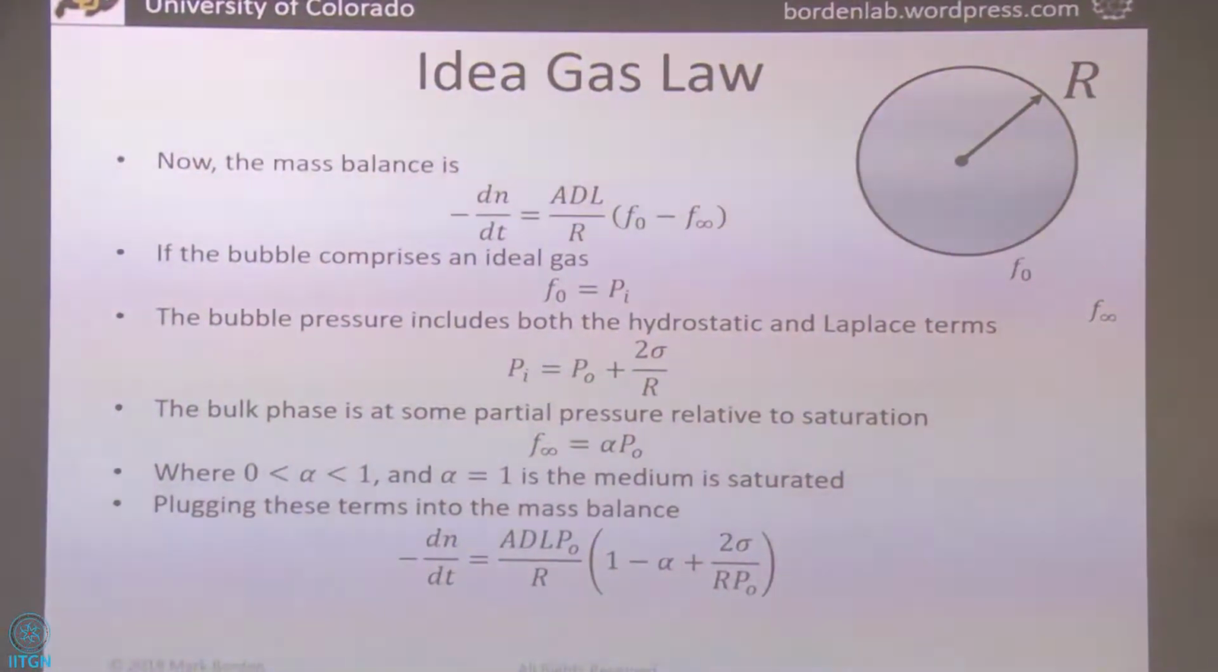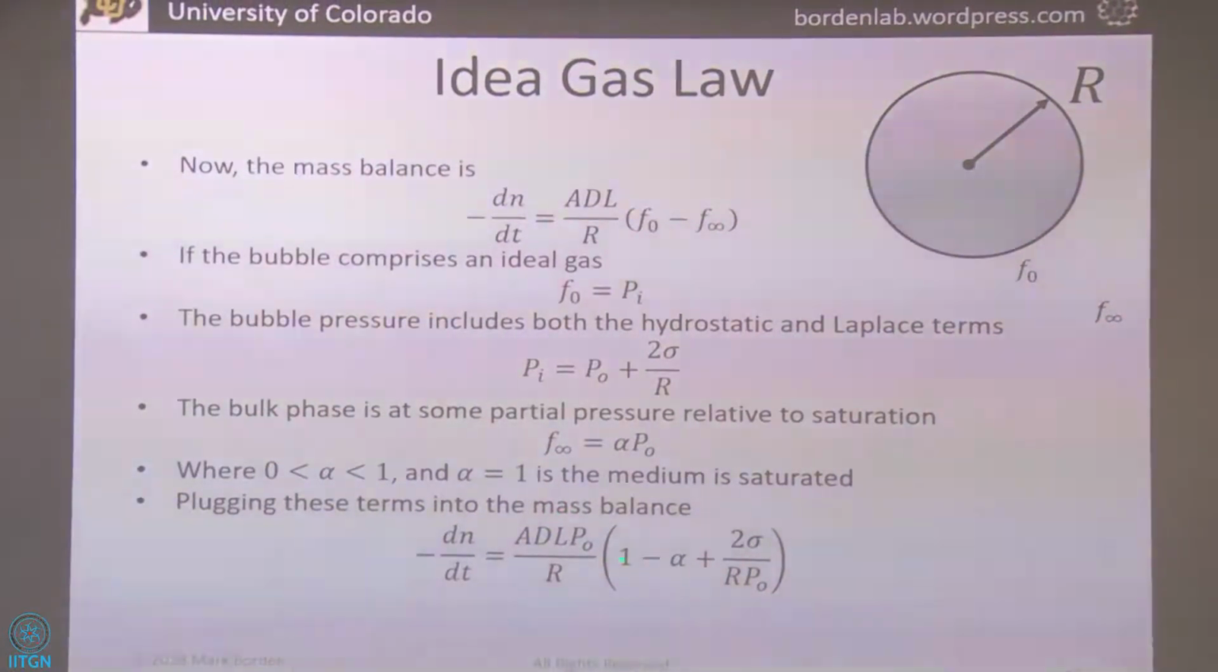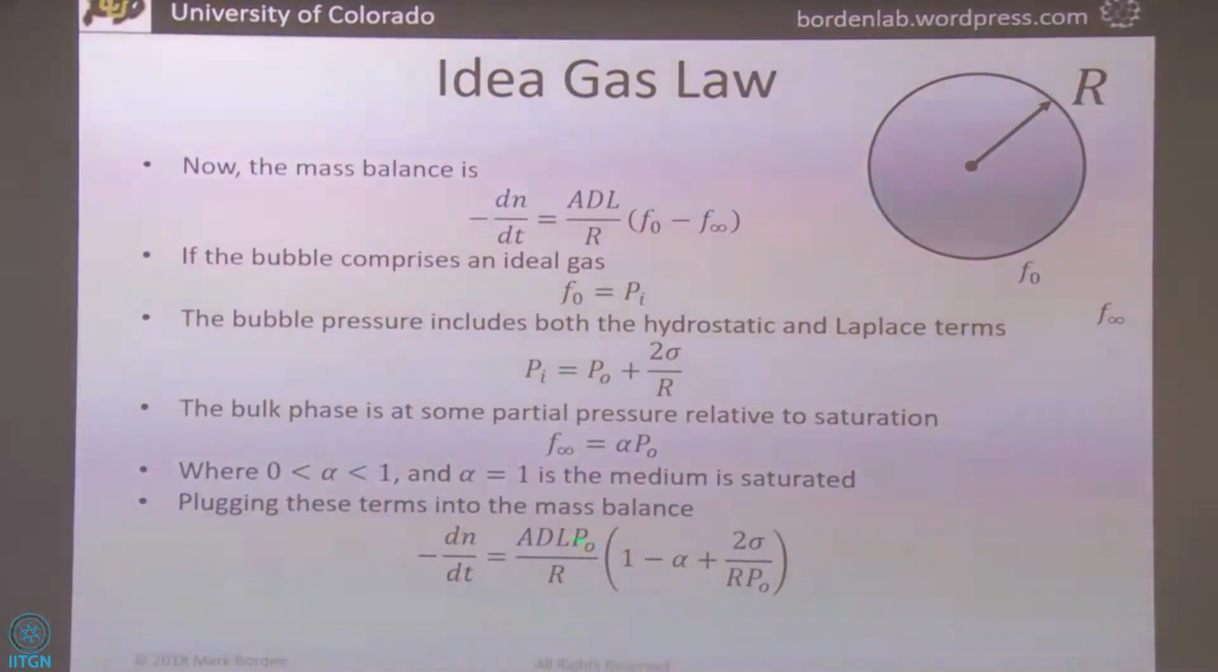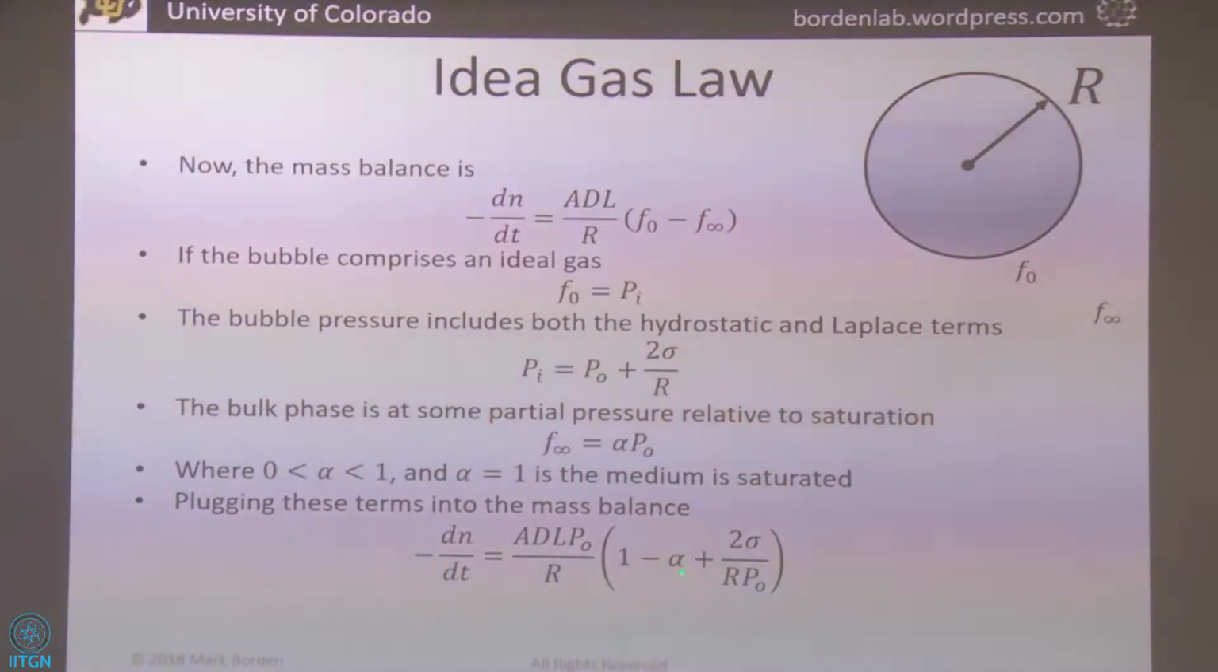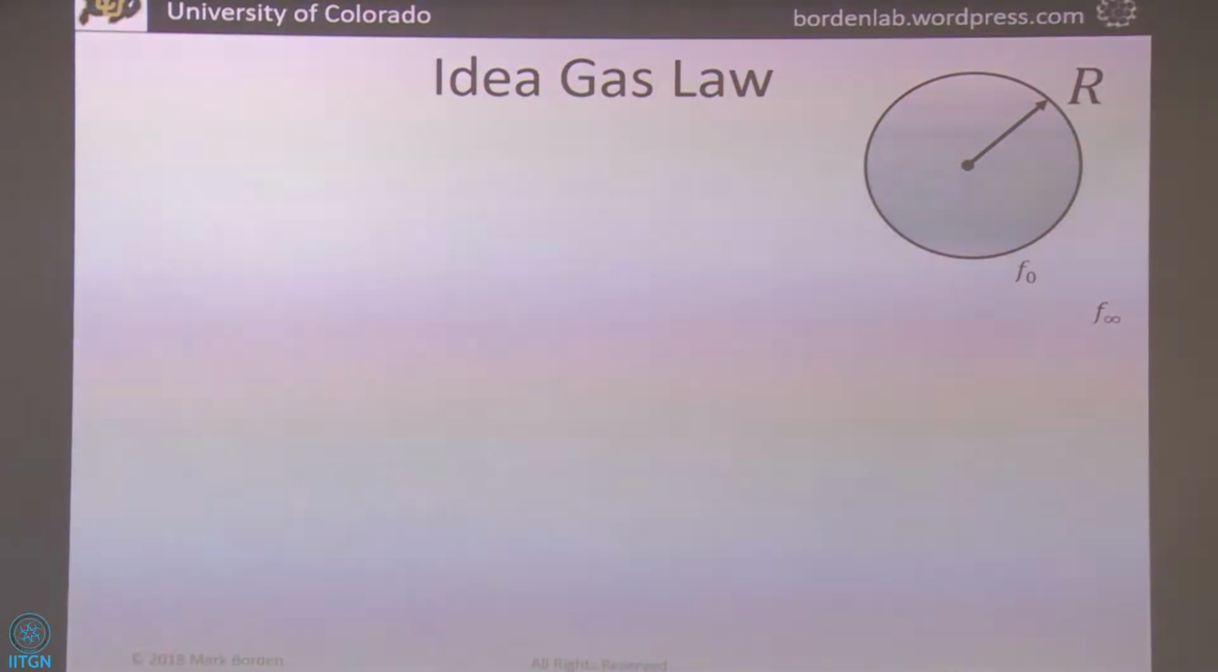So if we plug those terms in for fugacities, then the hydrostatic pressure comes out, and we get 1 minus alpha plus 2 times sigma over r, and we factored out the P naught here. So we have a P naught here so that we can factor it out. And these are all unitless, overall non-dimensional numbers in here. Okay, we're not quite done yet. We have to determine something for the number of moles in terms of the radius.